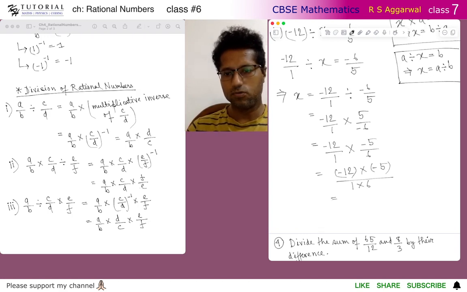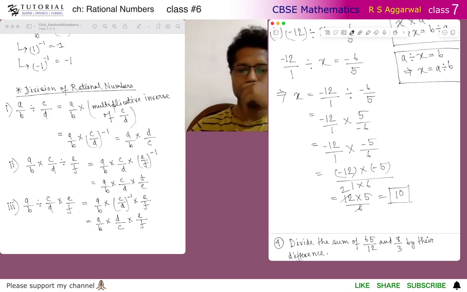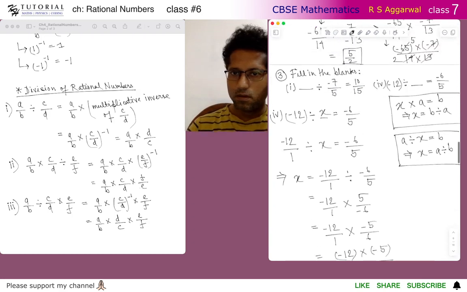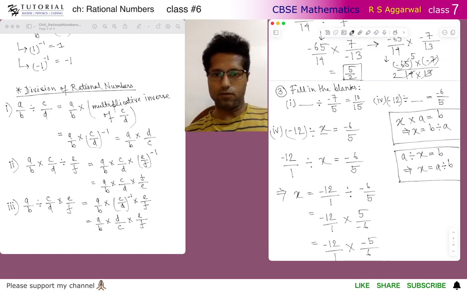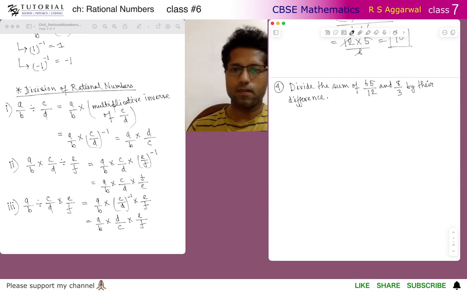The two numbers in the numerator are both negative, so the negatives cancel out. So it becomes 12 into 5 divided by 6, and this is 10. So 10 is the answer. You can take a screenshot. Okay, question number 3 is done. Let's see question number 4.